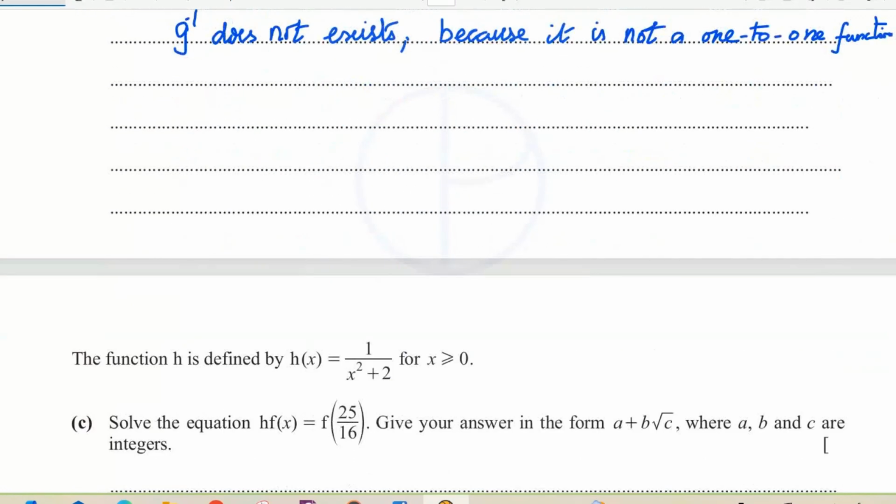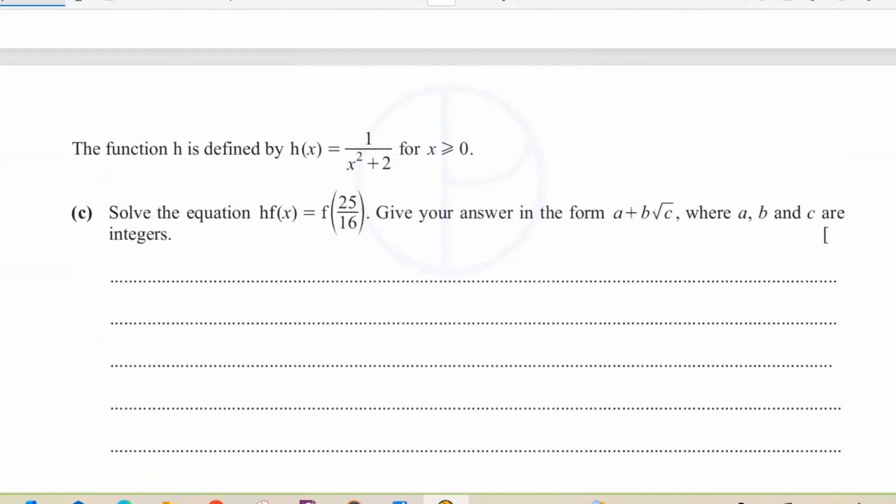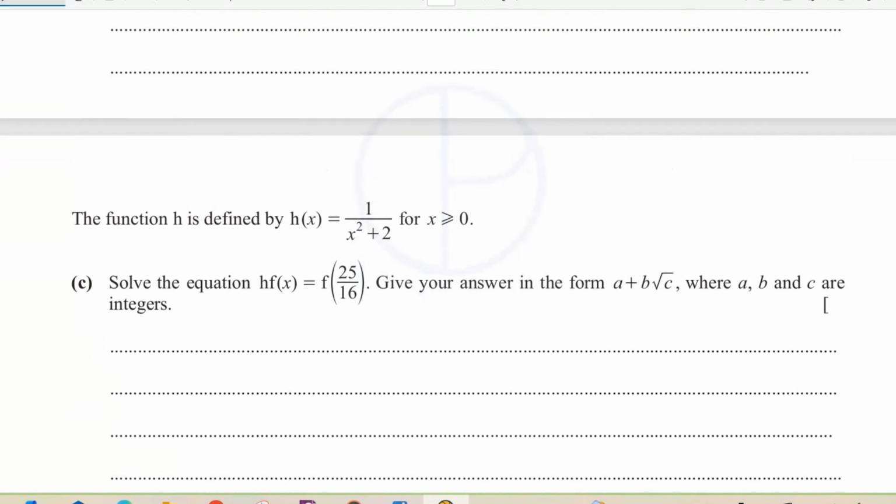The next part of the question is, the function h is defined by h of x equal to 1 over x square plus 2 for x greater than or equal to 0. Solve the equation h f of x equal to f of 25 over 16. Give your answer in the form a plus b multiplied by square root of c, where a, b and c are integers. So solve the equation h f of x. So let's find out what is h f of x.